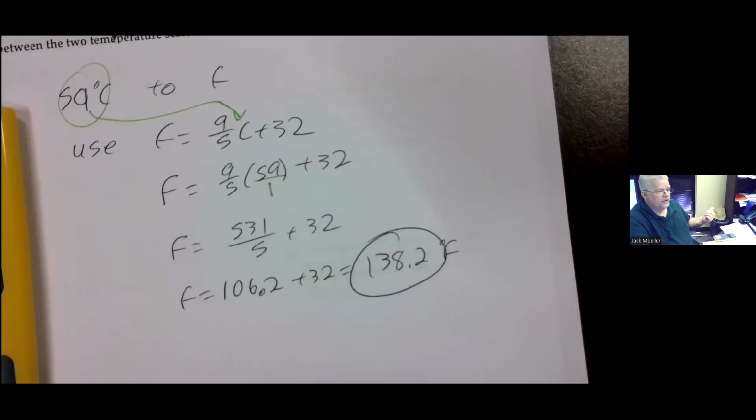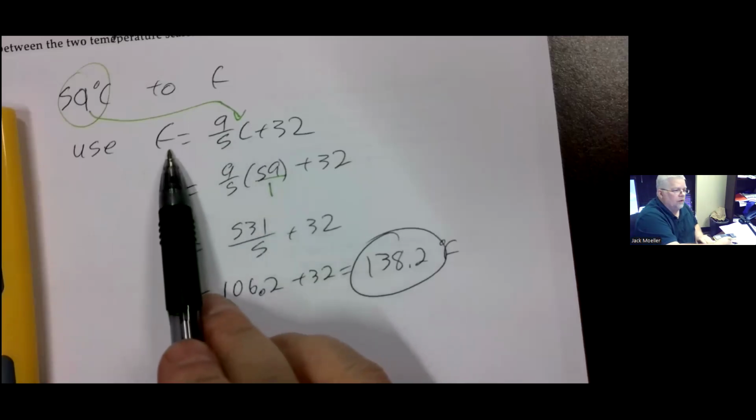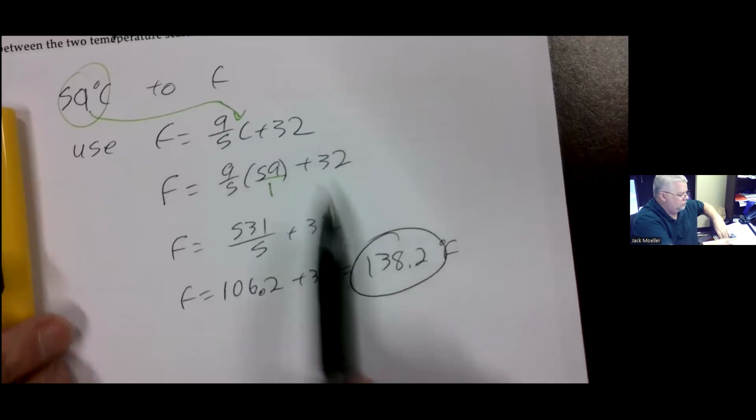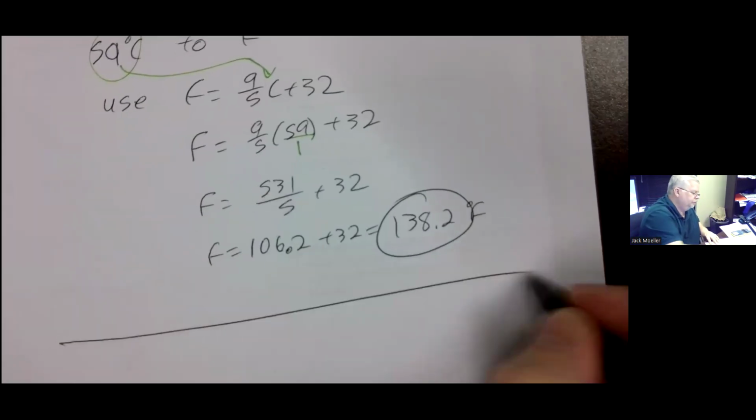That's how you convert Celsius to Fahrenheit. Plug it into the F equals formula. Do your arithmetic and you're good.